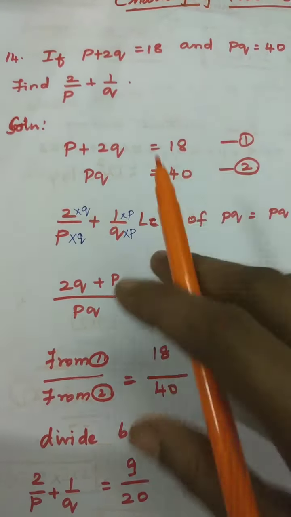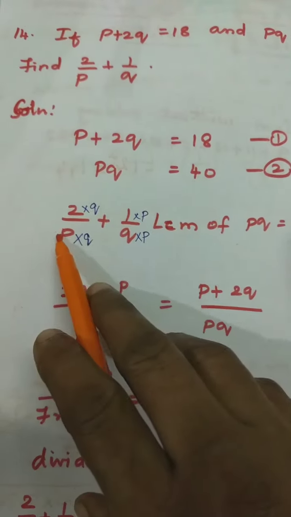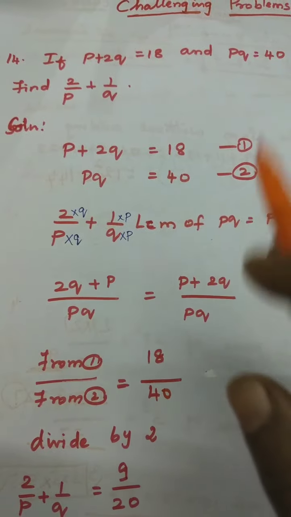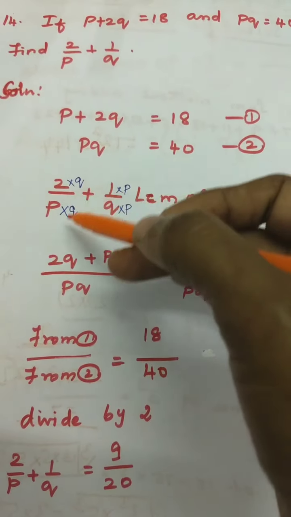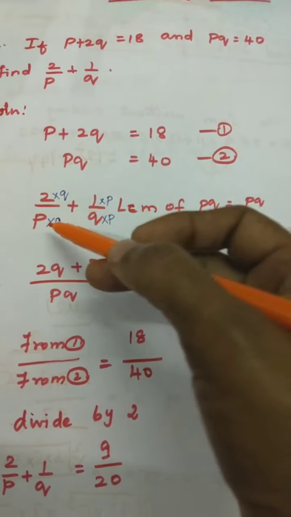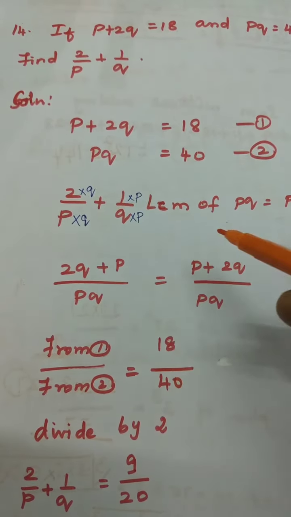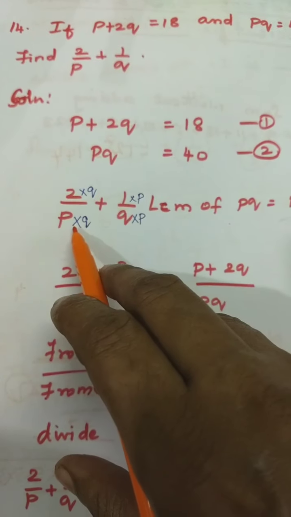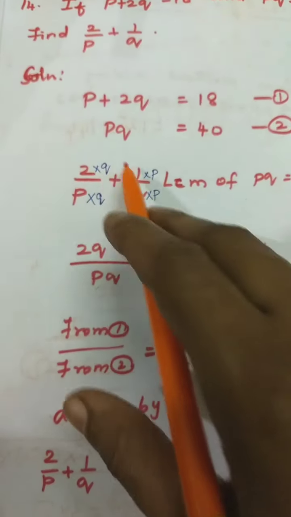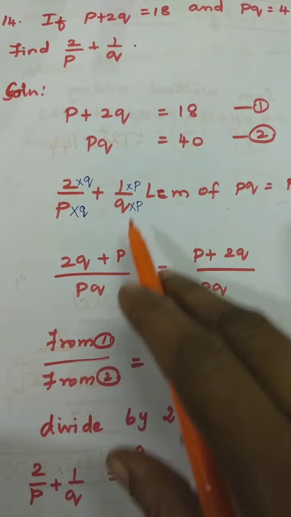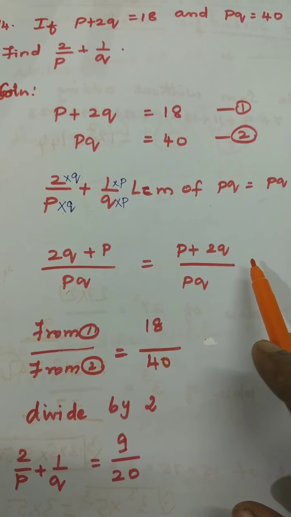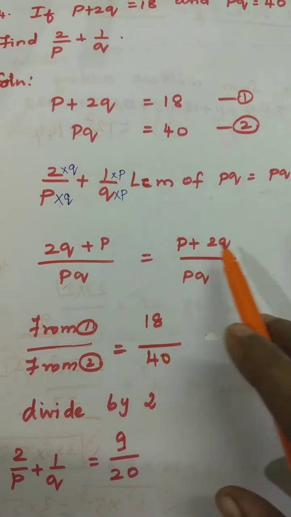2 by p plus 1 by q. Here it is plus, so you have to see the LCM of p and q, which is pq. So you have to multiply both by q, both by p. Then both the denominators are pq and pq, so take it one time. What is the numerator here? 2q plus p, which is equal to p plus 2q divided by pq. You can write like this.